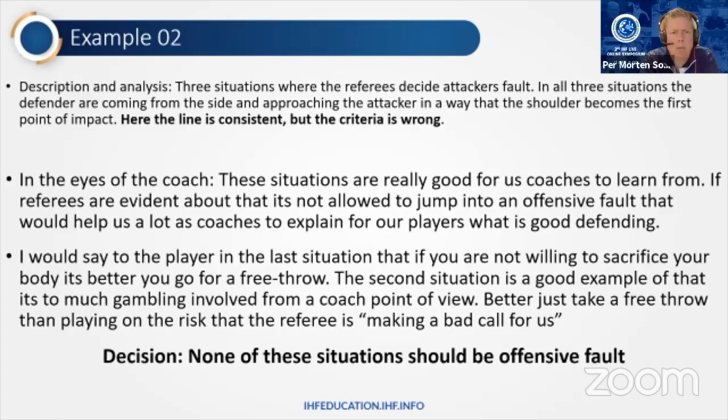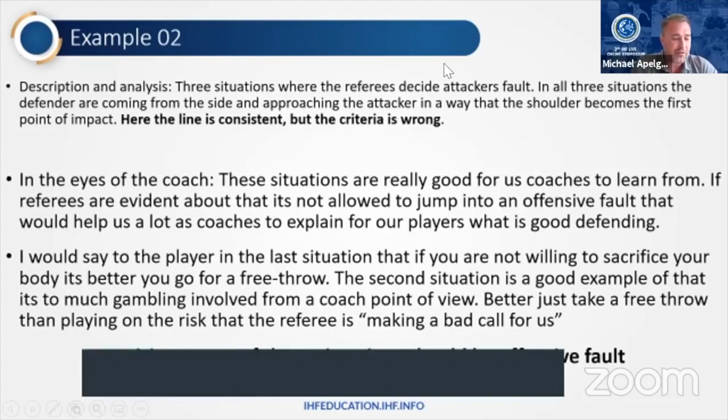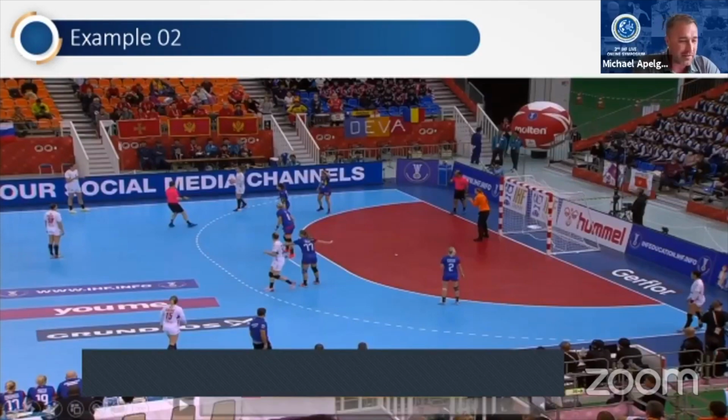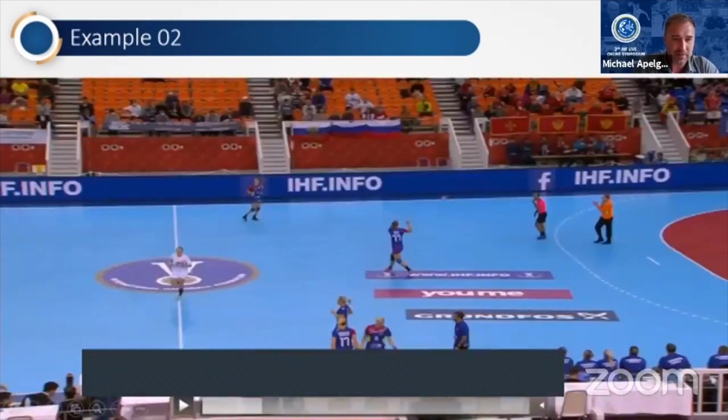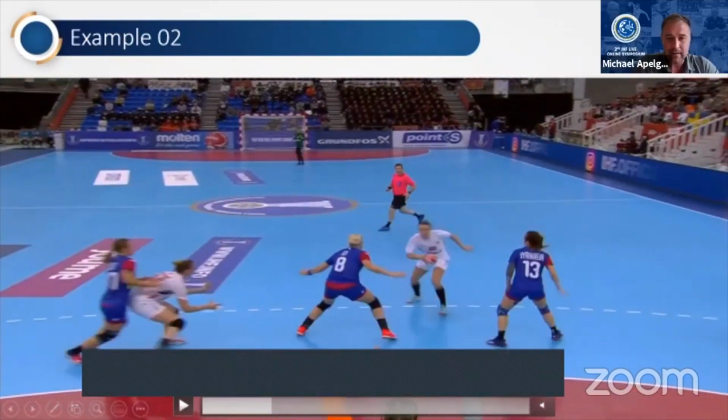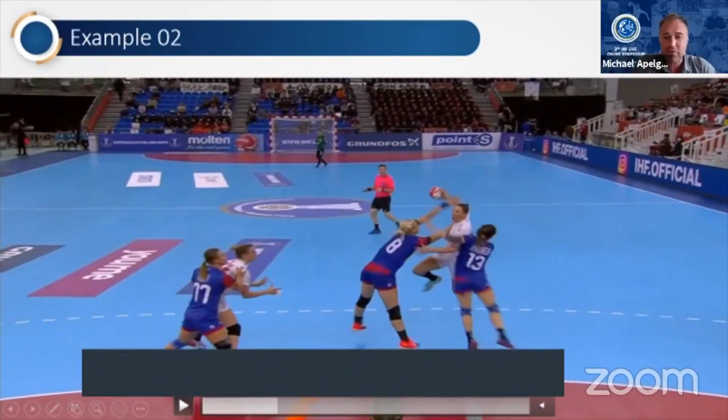Michael, this is kind of some situations you probably also see quite often as a coach. Yeah, and as I said, the only good thing here is that the line is consistent, I think, because it shouldn't be offensive foul. I think it's in a lot of situations of these. As a coach, I don't think it's worth the gambling from the player to try to fix an offensive foul. So I think it's a lot of times in these situations, I don't think it's worth the risk to try to win an offensive foul.